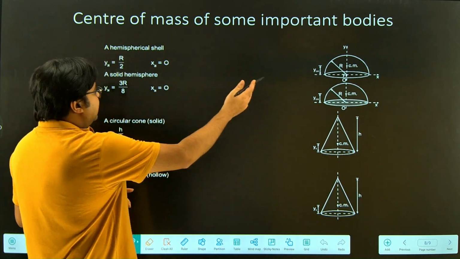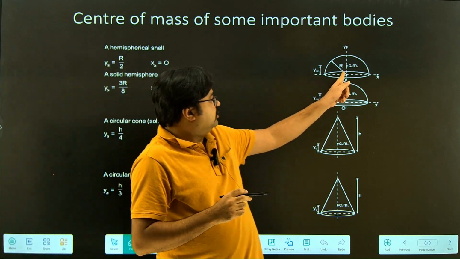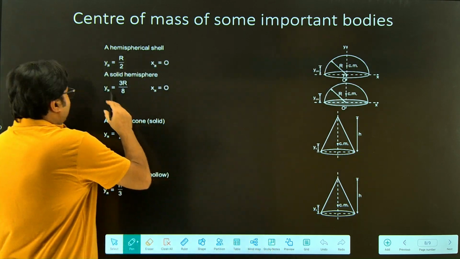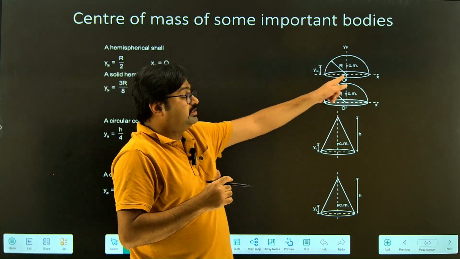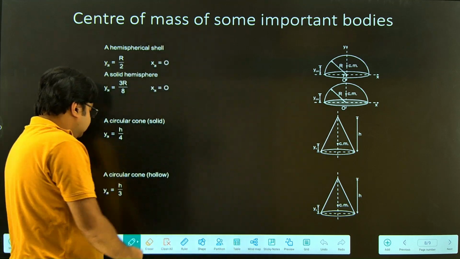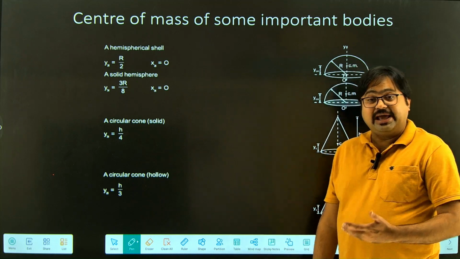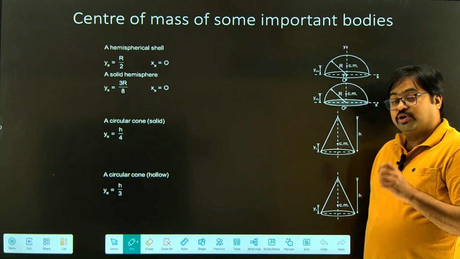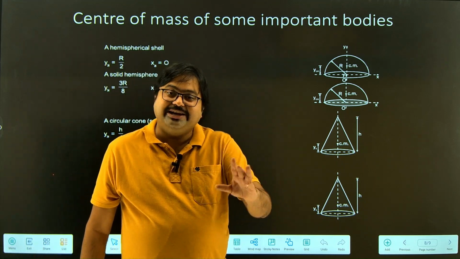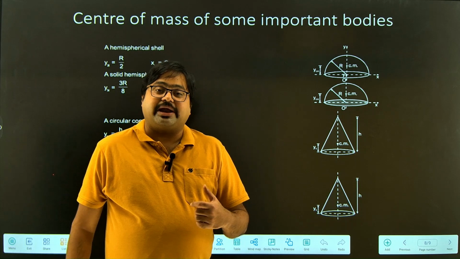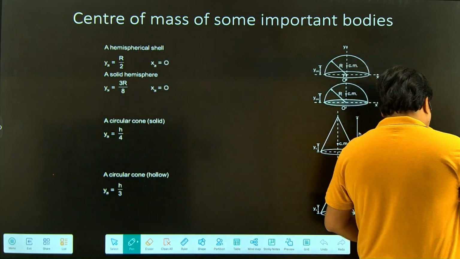For a hemispherical shell, the y coordinate would simply be r divided by 2, so it's half the radius. For a solid hemisphere, it's 3r by 8, taking the origin to be the center of the complete sphere. All of these facts have been listed for you. These formulae will prove to be very helpful in different competitive exams, so make sure that you write them and practice. If you write once, it's as good as reading it 10 times. So cut your effort down, write it, and then practice. You should improve by leaps and bounds.